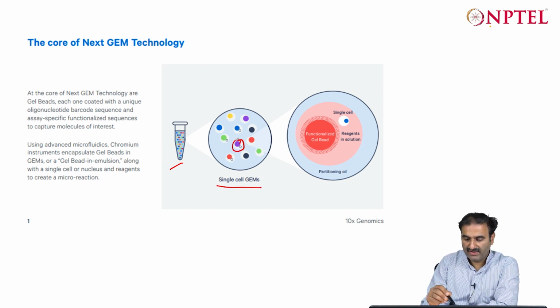Okay, and in each gem you can see that there is a gel bead, a single cell, and reagents which will do all the processing inside this gel bead in emulsion.